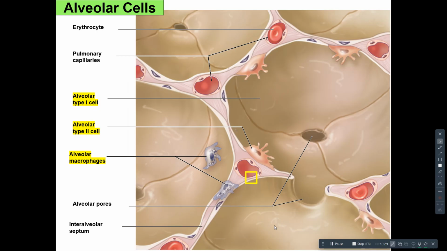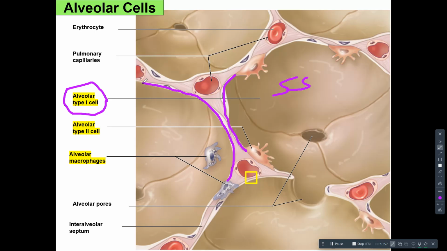And as I look at it, what I'm seeing here are primarily my simple squamous alveolar cells. So this is a simple squamous alveolar cell. He's called a type 1 alveolar cell. I can also see a simple squamous cell right here. I'm drawing a purple line on him. That is a simple squamous alveolar cell. Here is another one right here. All my simple squamous cells are called type 1 cells.